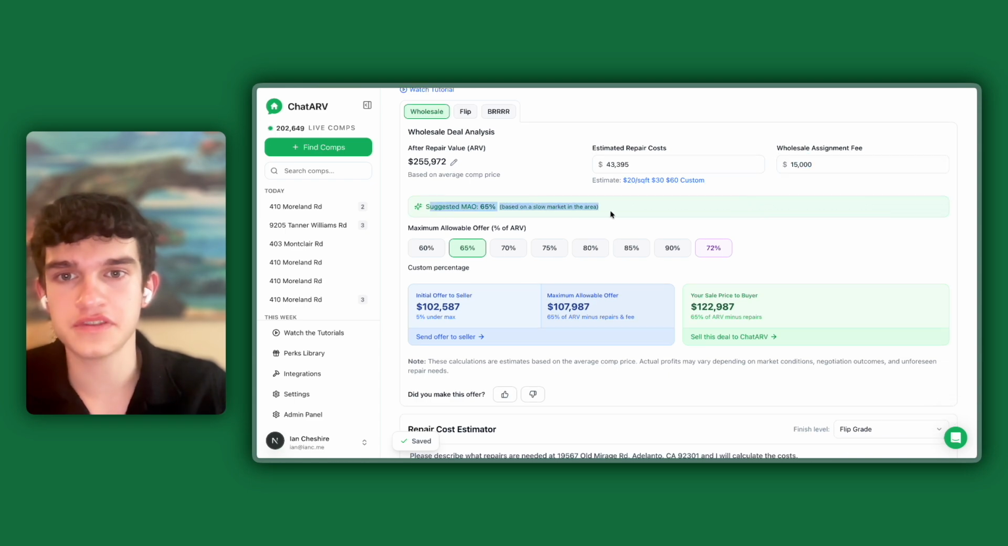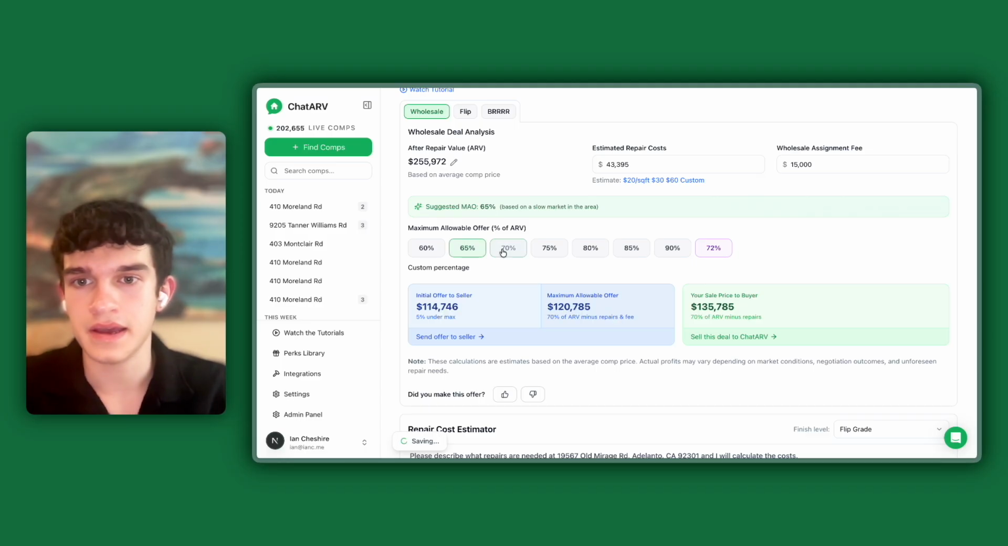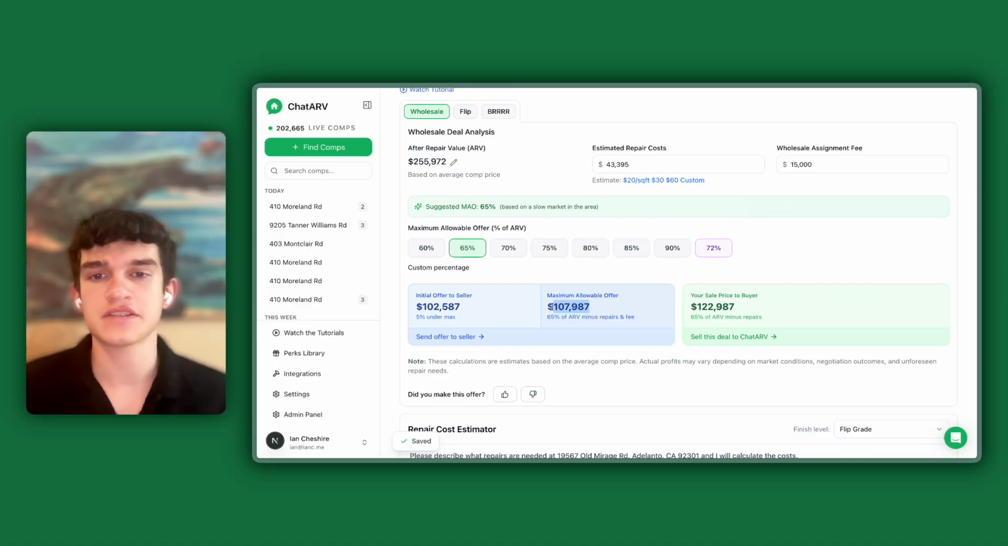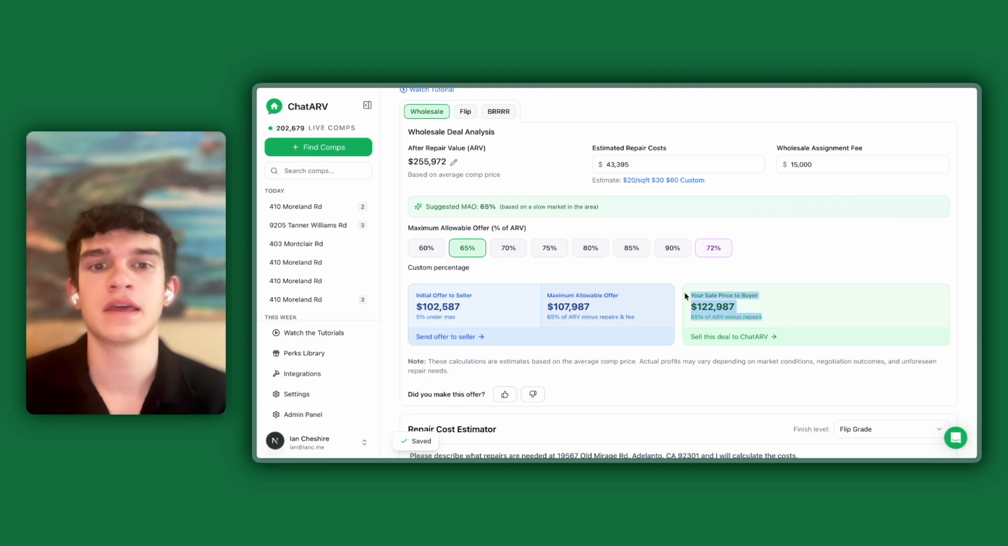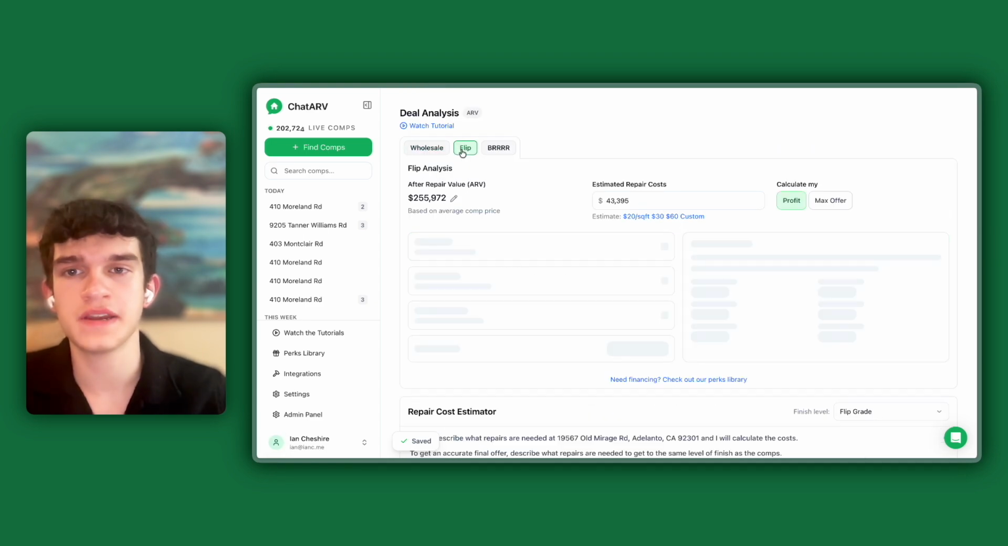Here you have our MAO percentage. It's suggesting 65% because this market is a bit slow, but if it was a hotter market, it might suggest 70, 75, or 80%. So based on this, it's calculating a maximum allowable offer of $107,000 or $108,000. But obviously, we should not start with that. So it's suggesting maybe making an initial offer around 102K. And it's suggesting we could sell it to a buyer for $123,000.